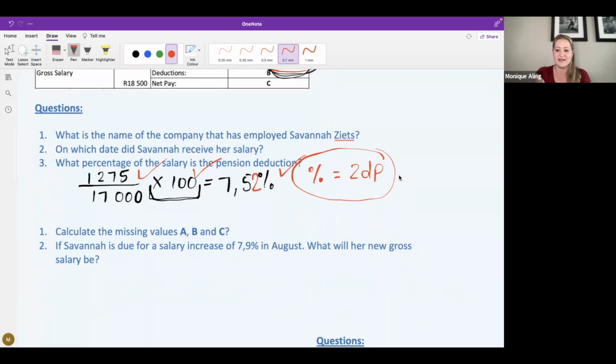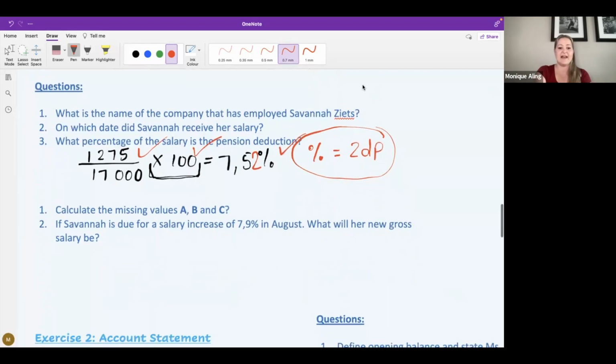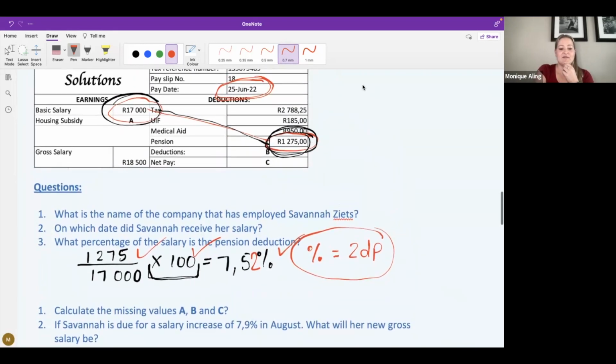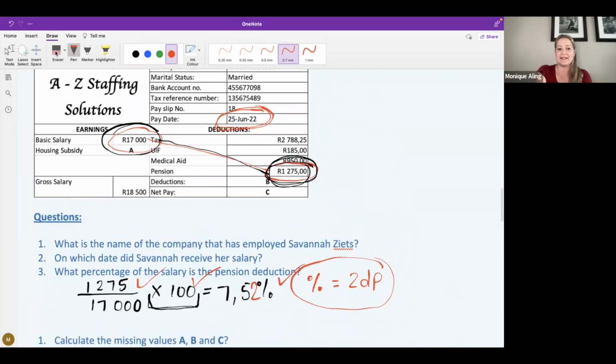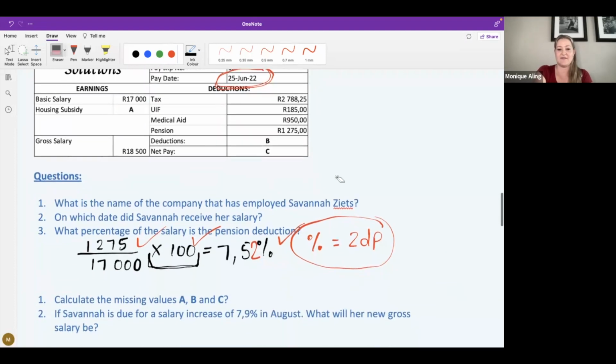Well done. Does anyone have a question with that? Or are we all good with that one? Okay. Then let's move on to A, B, and C. I'm going to ask you guys to quickly try work that out. Don't give me any answers yet. Quickly do A, B, and C for me.